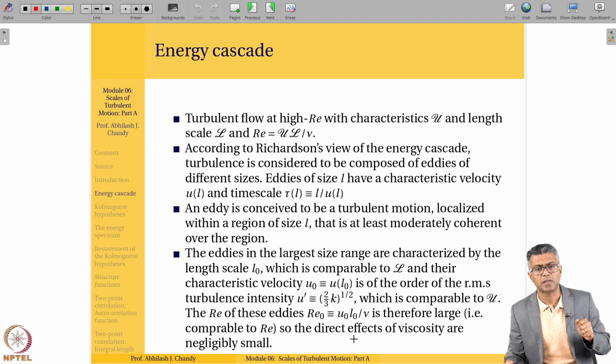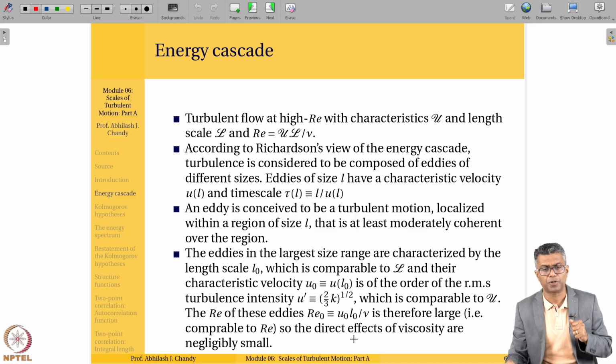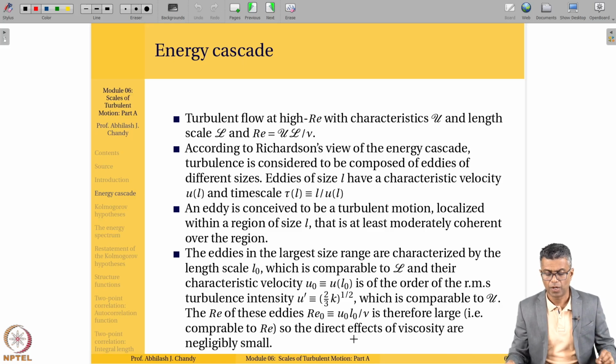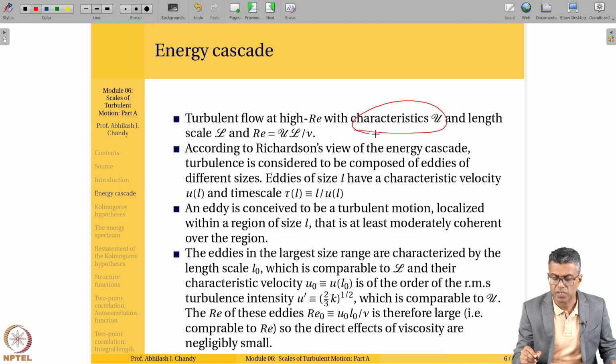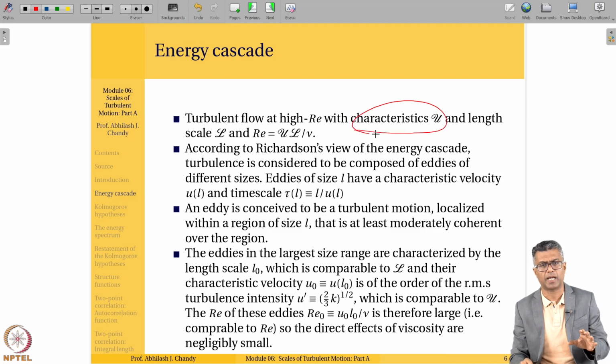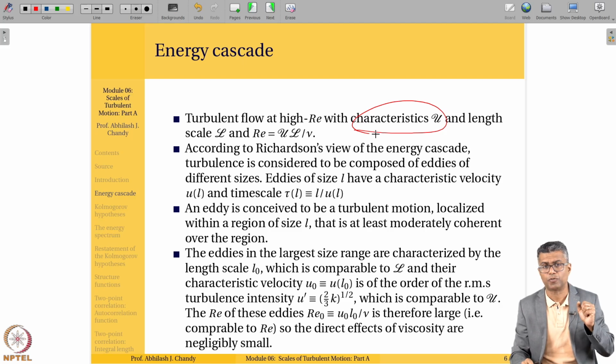So let's go deeper into the energy cascade. You have a turbulent flow at very high Reynolds number, and it has a characteristic velocity scale U and a characteristic length scale L. So this characteristic velocity scale, just like I was describing the characteristic length scale earlier, is the velocity scale that determines the flow, which means for a jet flow, it is the jet velocity.